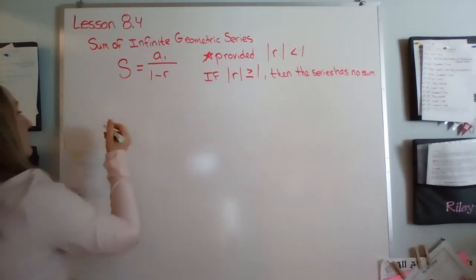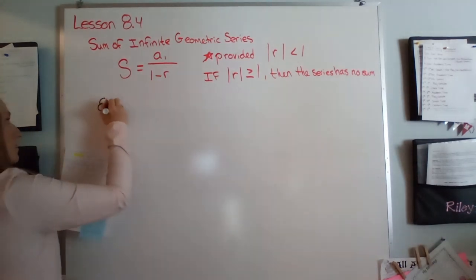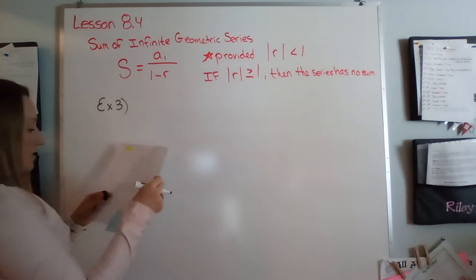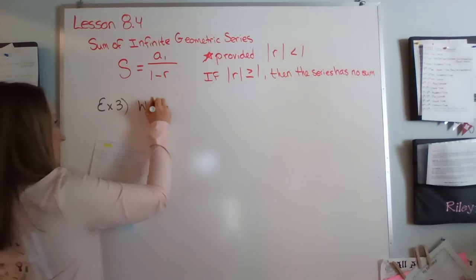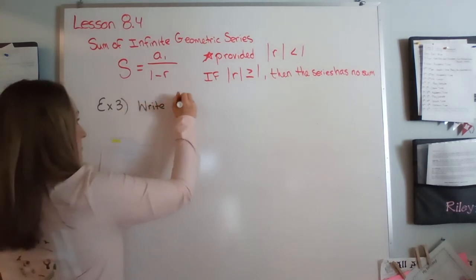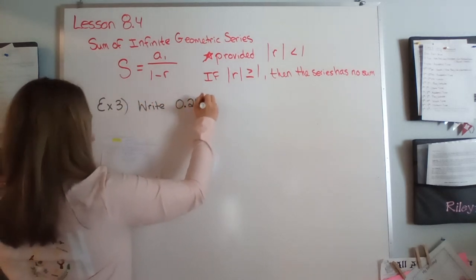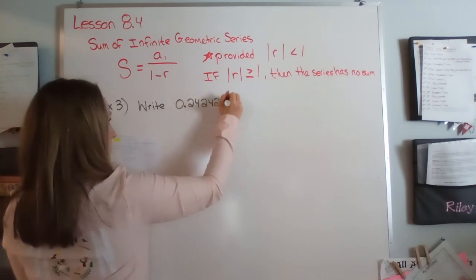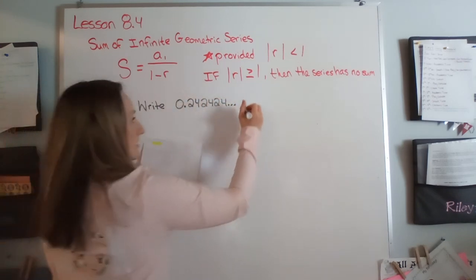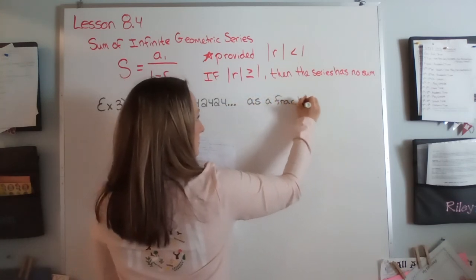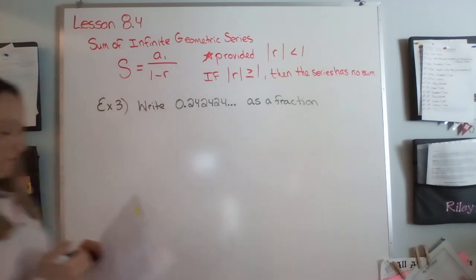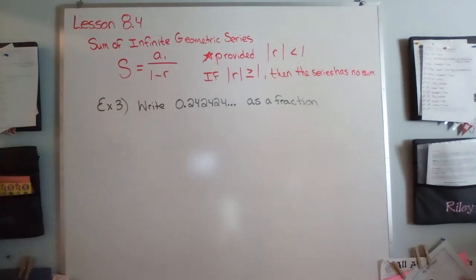All right, so example 3. Again, I'm just going to read the directions so I don't have to write everything. I want you to write 0.242424... as a fraction. And of course, always write our fractions in simplest form. So I want you to write this repeating, non-terminating decimal as a fraction in simplest form.